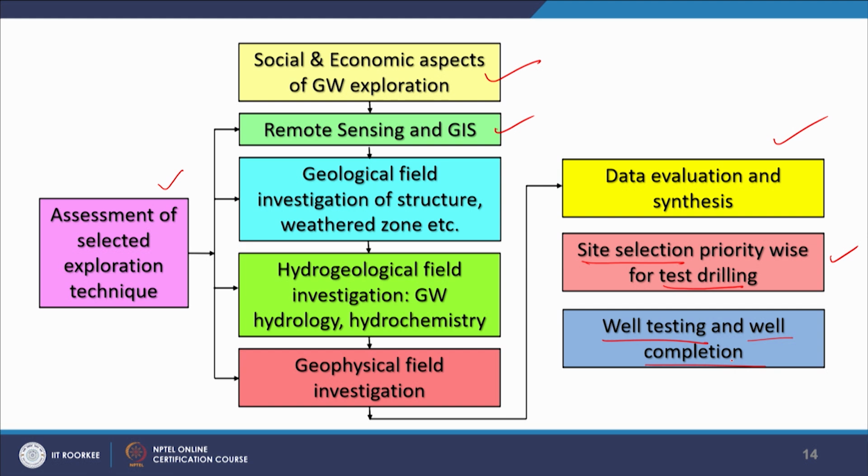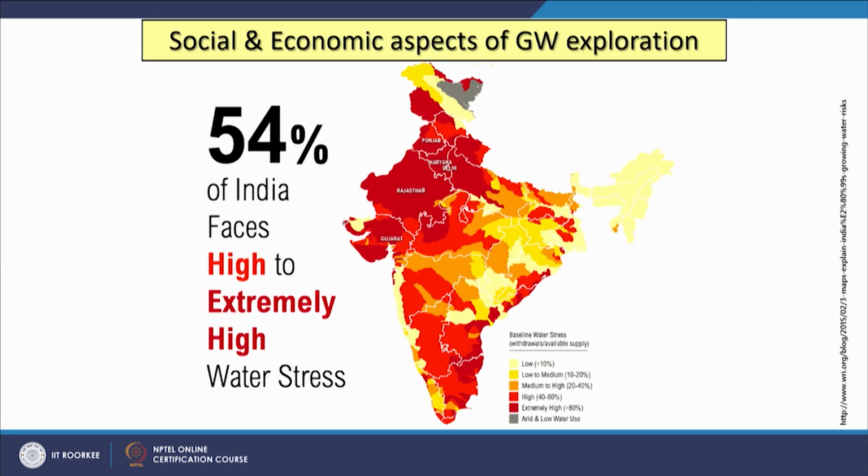Once we are sure that a particular well will yield a good amount of water, of good quality, and may sustain for a longer time, then we develop the well further and do the completion of the well, meaning putting casing, putting pumps and all kinds of protections on that well. And this I am trying to link with this. Earlier in the beginning of this course, I showed the same map of India, which here shows the social and economic aspects of groundwater exploration.